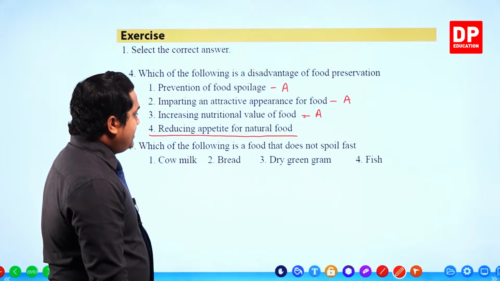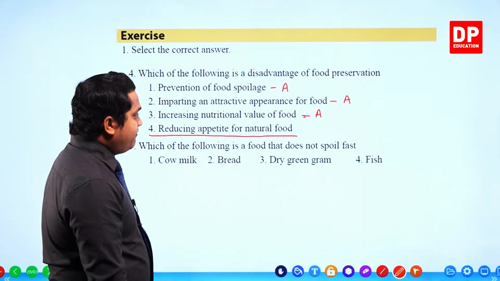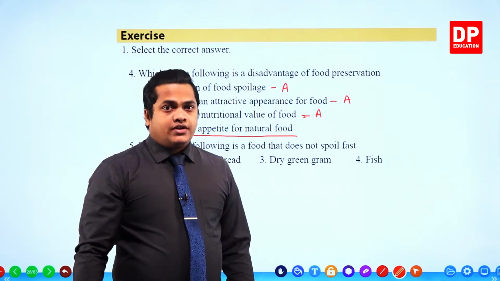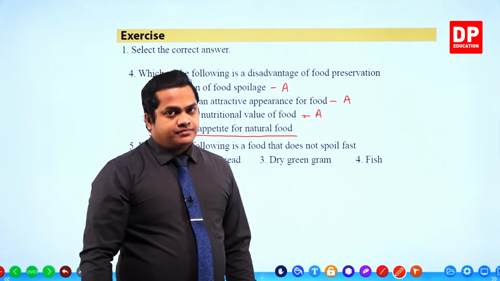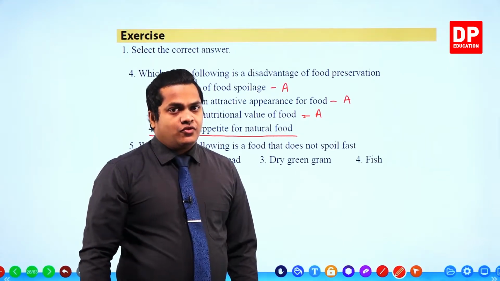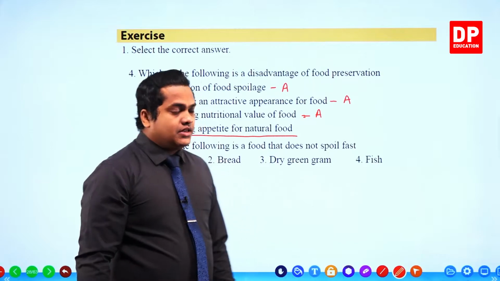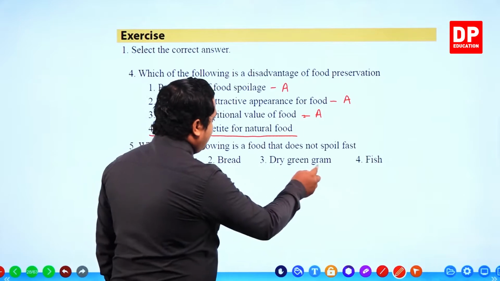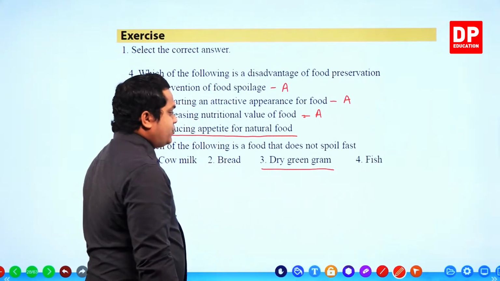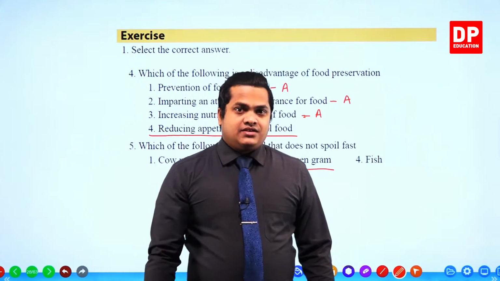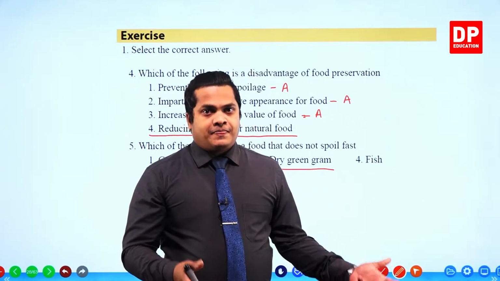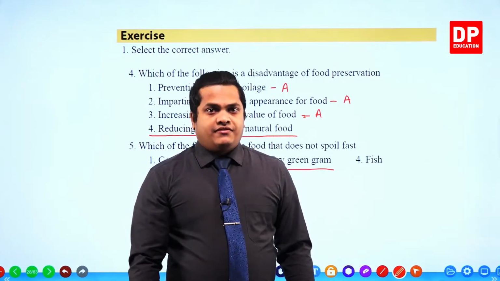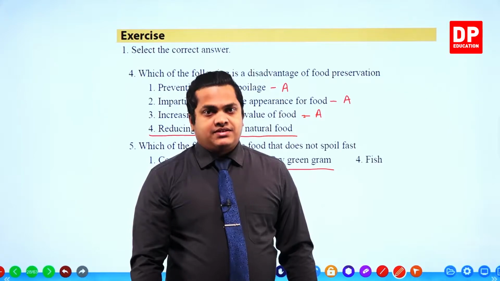Which of the following is a food that does not spoil fast? If it is not spoiling fast, then it should be a preserved food item. So select the preserved food item from the things given in here. So cow milk, bread, dry... here you can clearly observe dry green gram, dried. Dried means here we are reducing the amount of water vapor or the water. If the water is not there, definitely, my dear children, you know that it's a preserved food item.